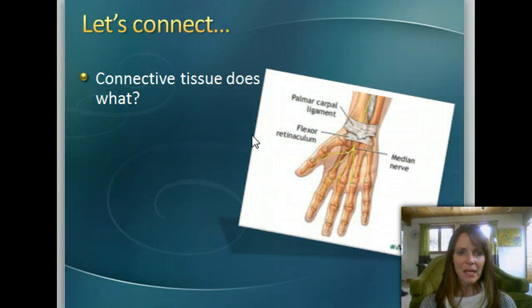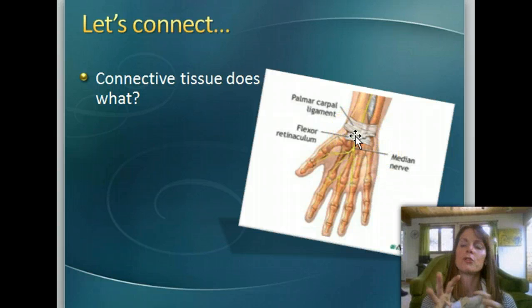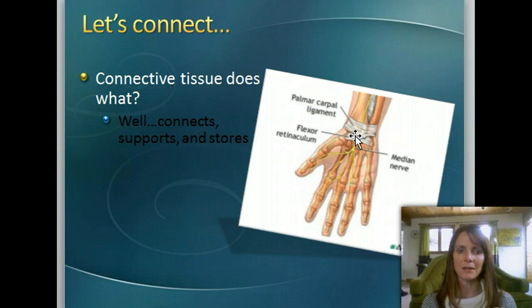All right, connective tissue. What does connective tissue do? Well, obviously it's going to connect things. So when you see here, we see some ligaments, okay? These ligaments hold joints together, and sometimes they hold bone to bone, so they hold bones in place. But that's what connective tissue does: it connects, it supports, and it stores. And I'm going to show you guys why it stores. You're going to be like, what the heck? And supports, but connecting is an easy one.